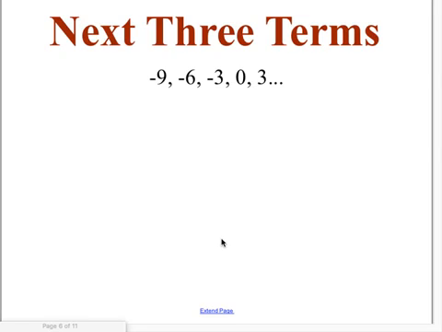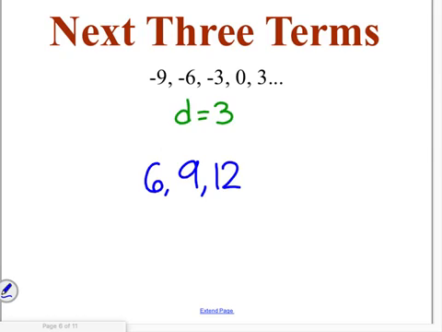Next thing we want to be able to do is find the next 3 terms, or continue that pattern that we've been given. We already said our common difference for this one was 3. So all we need to do is continue to add on 3. So 3 plus 3 gives me 6, 6 plus 3 gives me 9, and 9 plus 3 gives me 12. So those are the next 3 terms in the sequence.